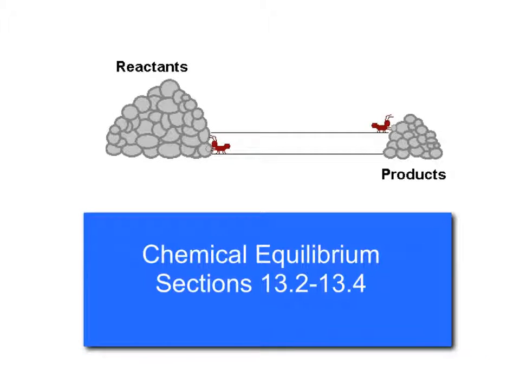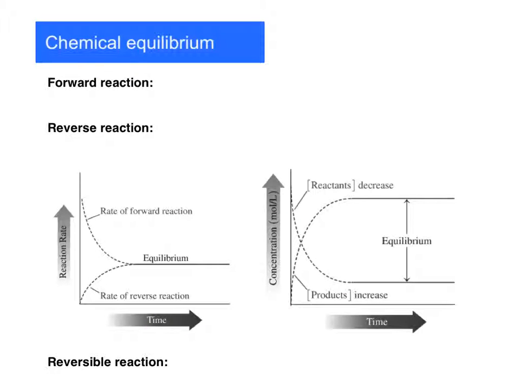Today we're going to talk about chemical equilibrium, which we started a little bit in class today, and we'll talk about the equilibrium constant and what that constant means for a particular reaction. So far this year we've only talked about forward reactions. A forward reaction is when reactants are converted to products. So everything on the left is converted to something on the right.